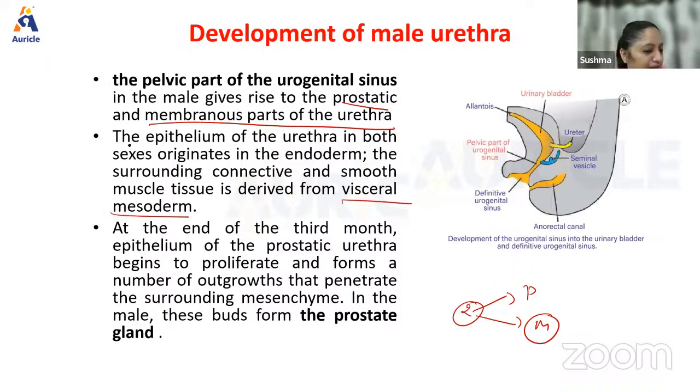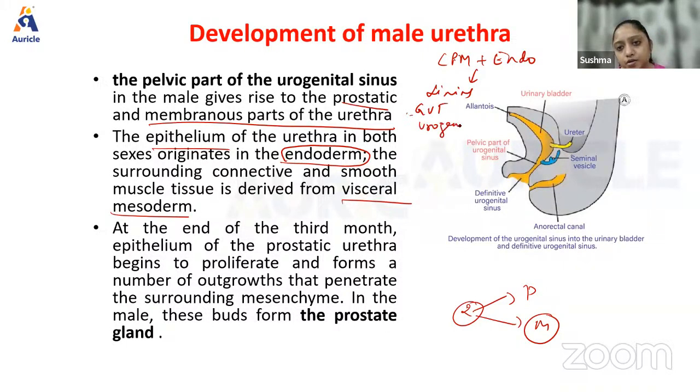Are you getting any correlation here? Epithelium is derived from the endoderm. Why, guys? Because lateral plate mesoderm along with endoderm forms the lining of the gut and urogenital structures. This is such an important concept. We had a correlation even while discussing the rectum and anal canal in yesterday's class.